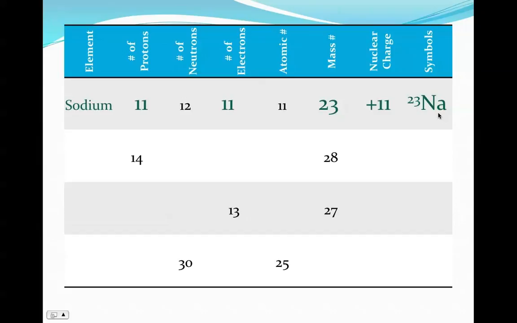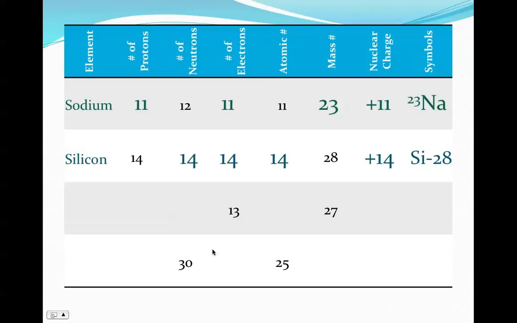All right, our next example had 14 protons. By looking that up on the periodic table, I could figure out that I have silicon, and I also have the number of electrons is 14, my atomic number is 14, and my nuclear charge is positive 14. Because my mass is 28, 28 minus 14 gives me 14 neutrons. And then here's another way to represent silicon by showing the atomic mass of 28.